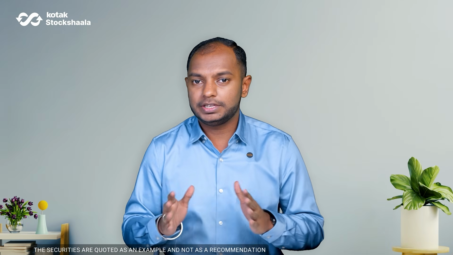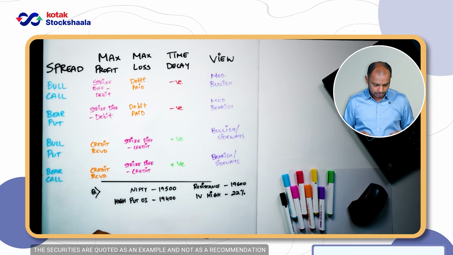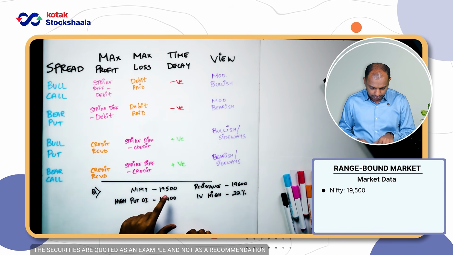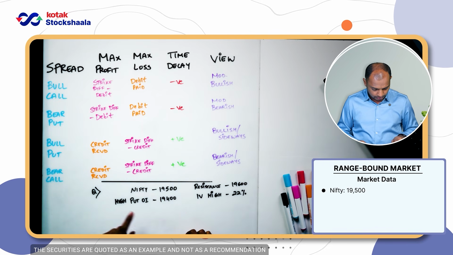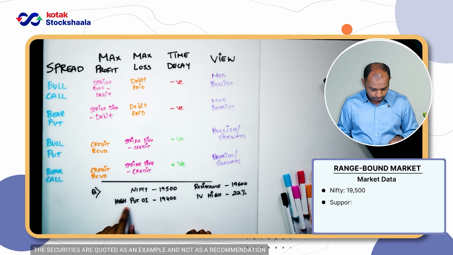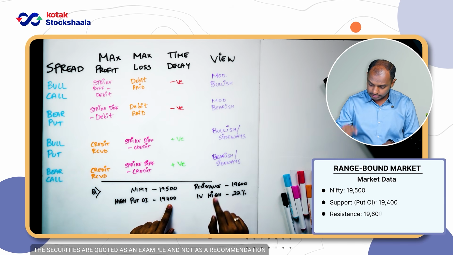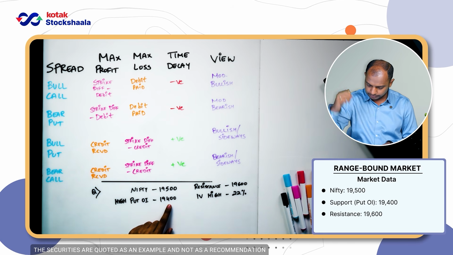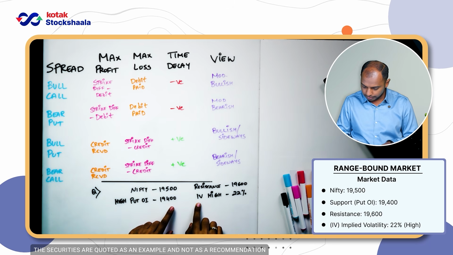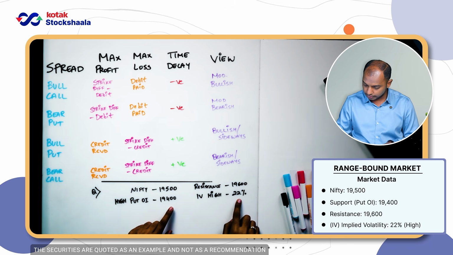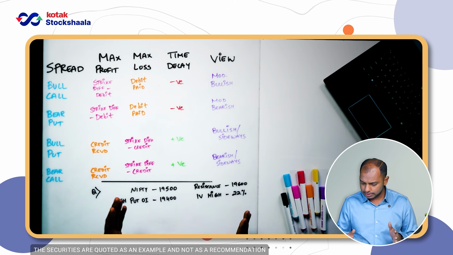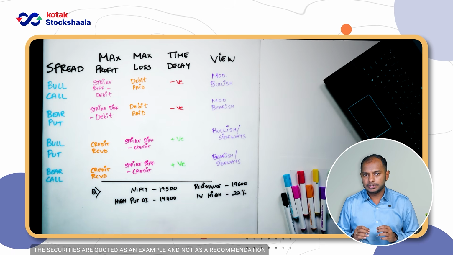Now let's take an illustrative example and try to guess which spread would make the best choice for us. To start with, Nifty is at 19,500. We also observe that there is high put OI at 19,400. Resistance is at 19,600, and IV, which is implied volatility, is high, which is 22%. Now in this case, which spread would make sense?